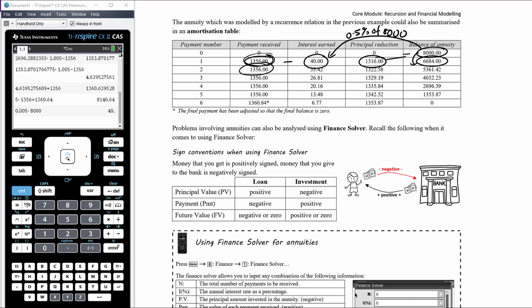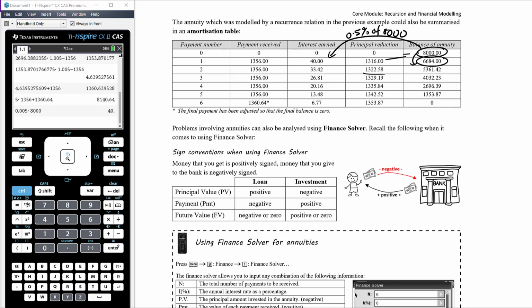We work out our 0.5% of the current balance to work out the interest, subtract the interest from the payment to work out how much we're actually reducing the principal by, and then take that off. And we can continue that process. And again, we can see here that the last payment's been adjusted as we calculated in part C on the previous page, so that we get to exactly zero. If we left this at 1,356, we would have seen that this was out. This would have had $4.64 here, as we saw previously.